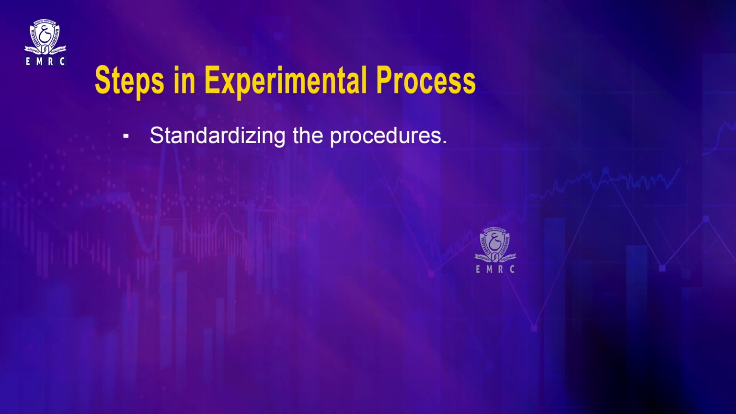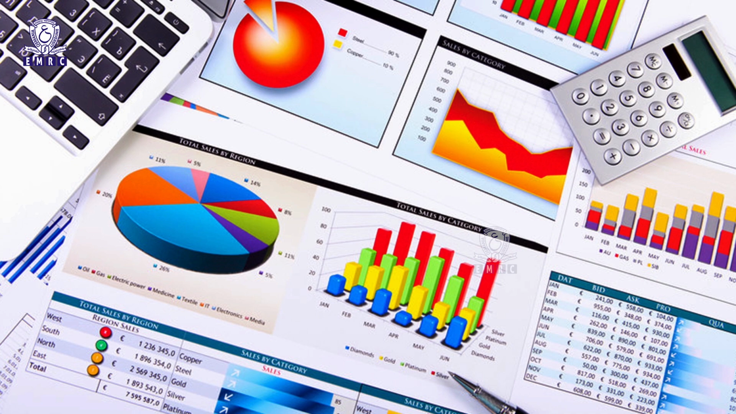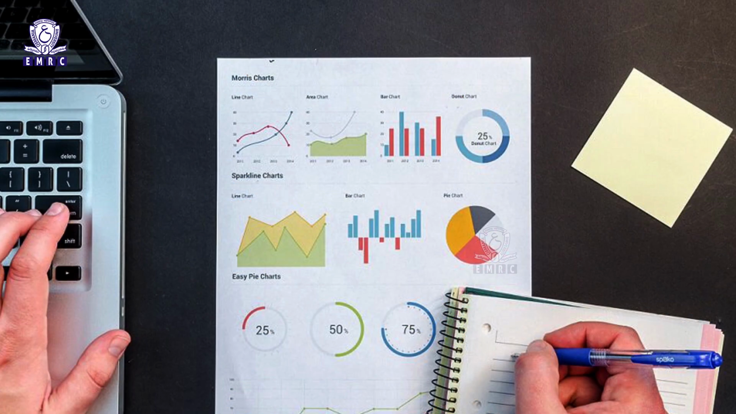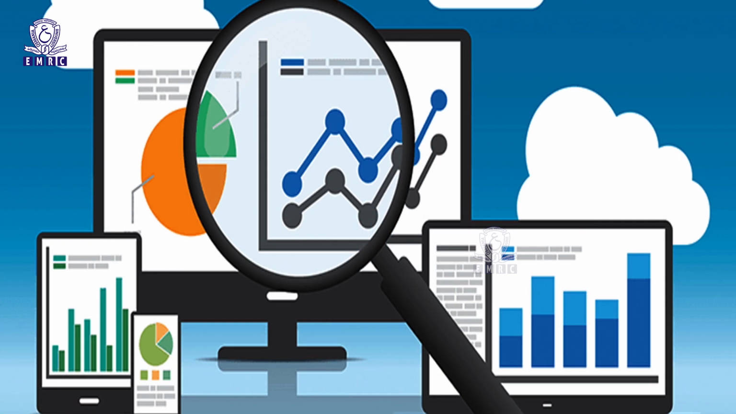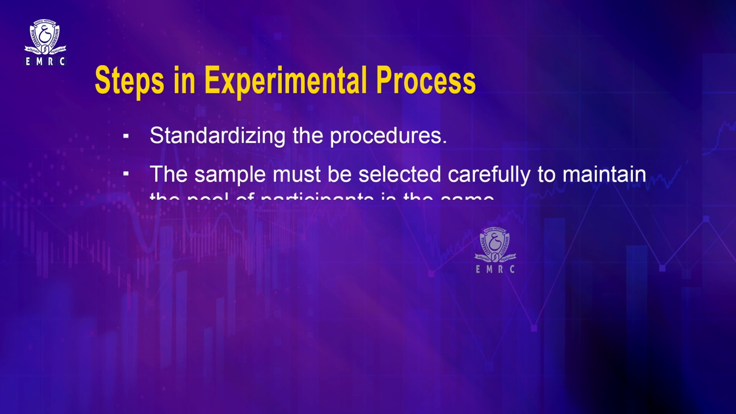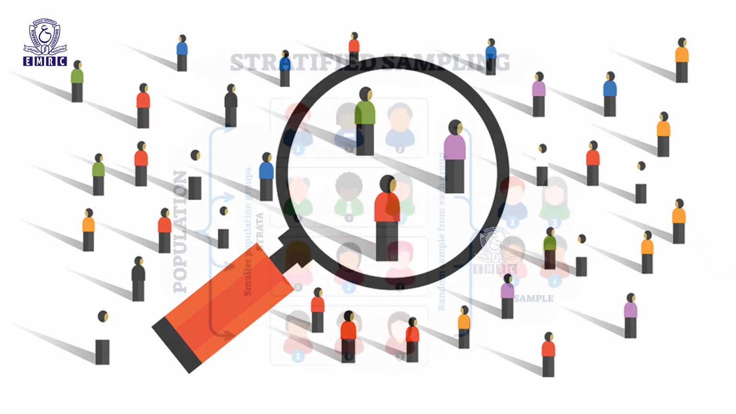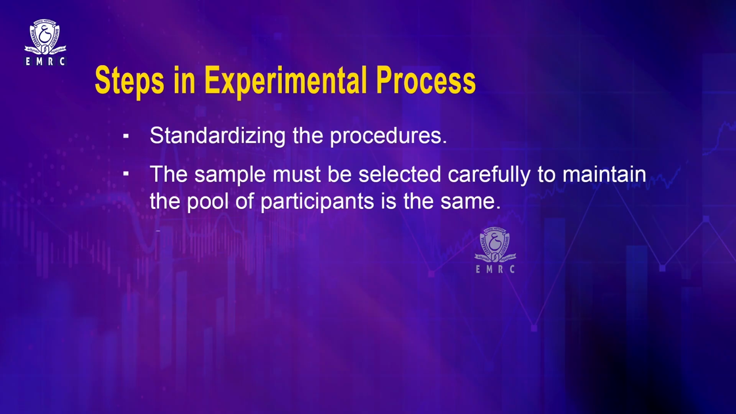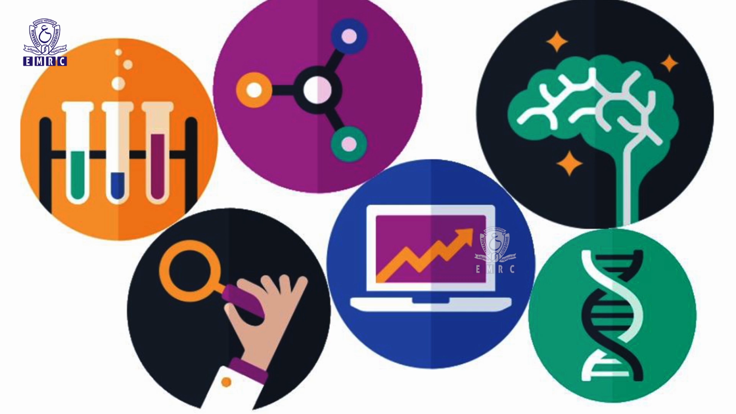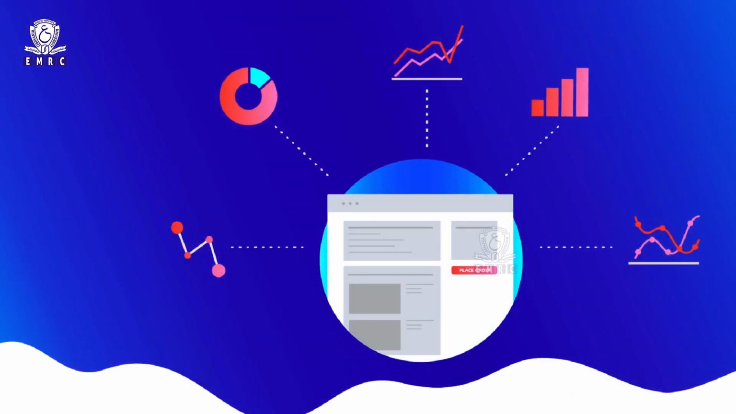Standardizing the procedures. To arrive at proper valid conclusions, it is essential to compare each participant equally. That is, each participant must receive the same treatment under the same conditions. The sample must be selected carefully to ensure the profile of participants is the same. We can choose them using a simple random sample and a stratified random sample. Next, conducting the tests and collecting data. Once the participants are selected, the next step is to conduct tests and collect data. Before conducting the test, we need to inform the participants about consent. Once we have received the consent, we can administer the test.